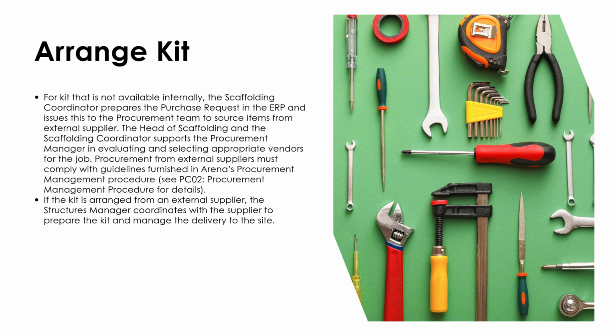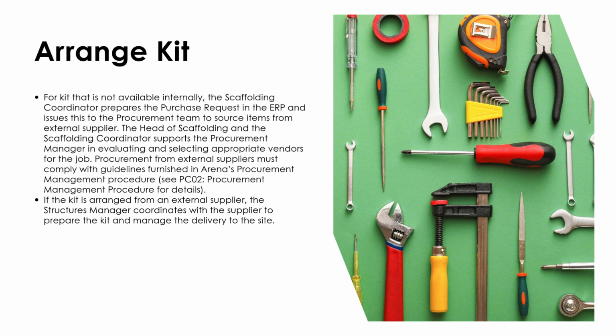For kit that is not available internally, the scaffolding coordinator prepares the purchase request in the ERP and issues this to the procurement team to source items from an external supplier. The head of scaffolding and the scaffolding coordinator support the procurement manager in evaluating and selecting appropriate vendors for the job. Procurement from external suppliers must comply with guidelines furnished in Arena's procurement management procedure.